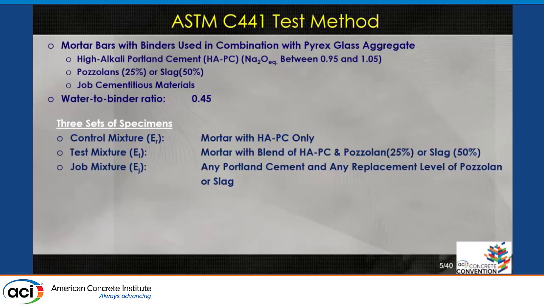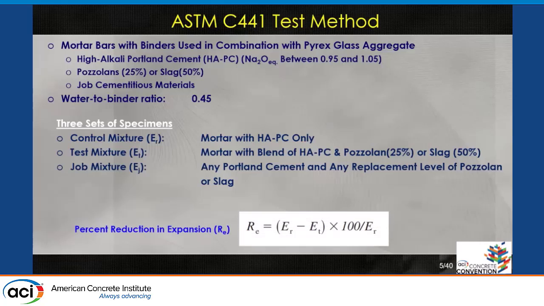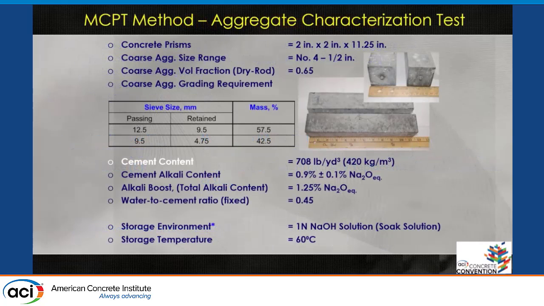You measure the expansions of these mortar bars, and you eventually end up determining a percent reduction in expansion with reference to the control sample. You could use that as a basis to make sure you achieve a certain level of mitigation. So this is the concept. Obviously, I'm not using the 441 method, but the concept of using a control mix, a test mix or a job mix, depending on what it is, in the MCPT method, or the ASTM T380 method you probably heard about earlier today.